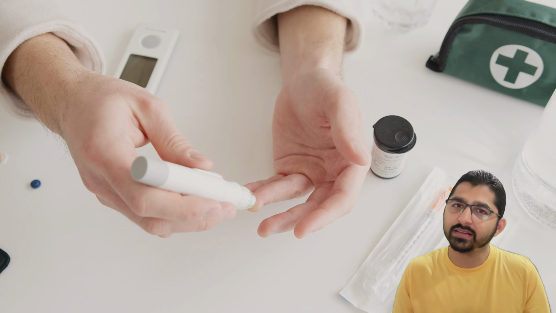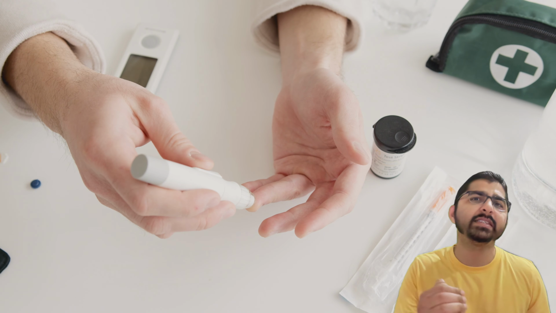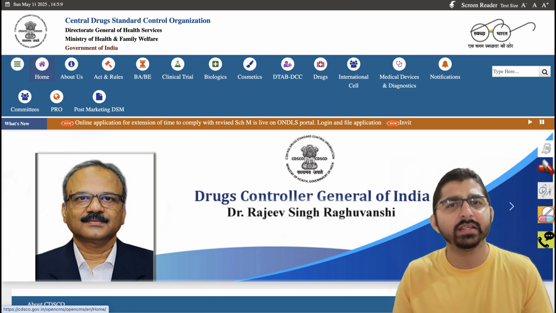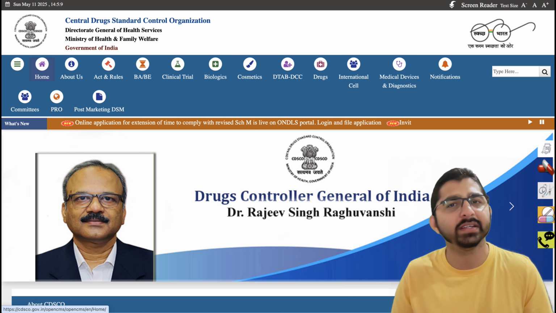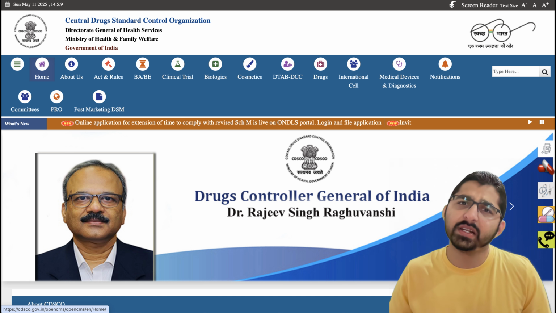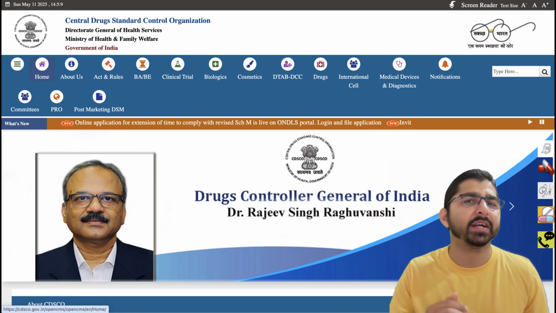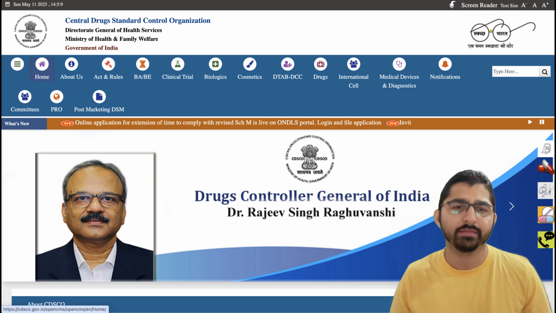So my friends, this is similar to the Indian CDSCO, which regulates the medical devices that are circulated in Indian territory. Similarly, the US FDA plays the same kind of role in US territory.